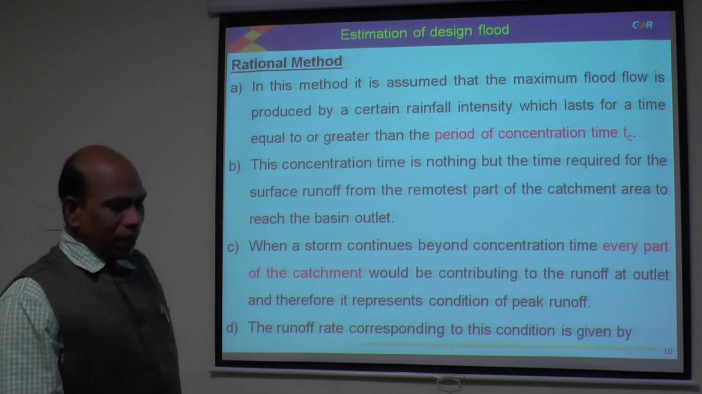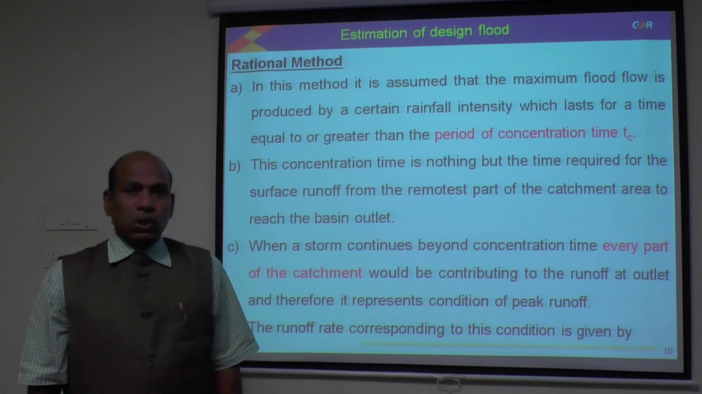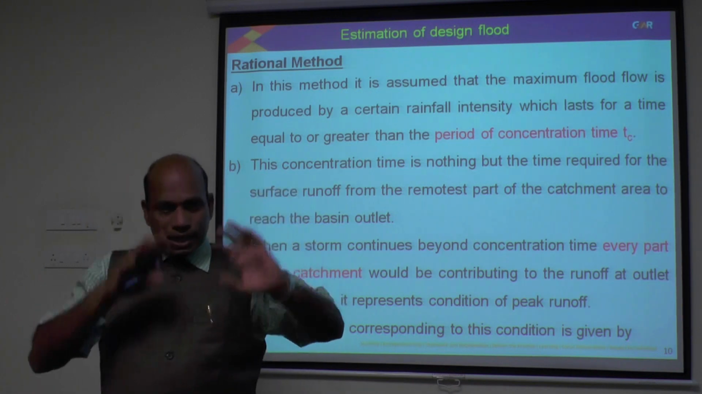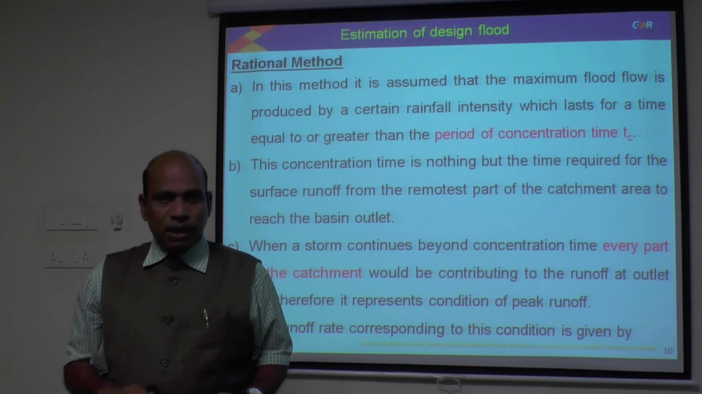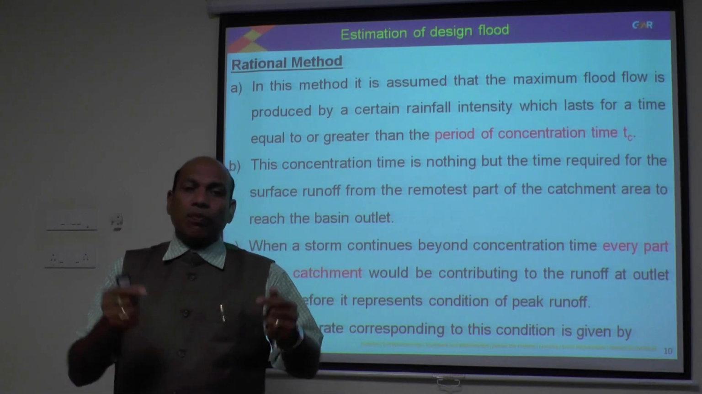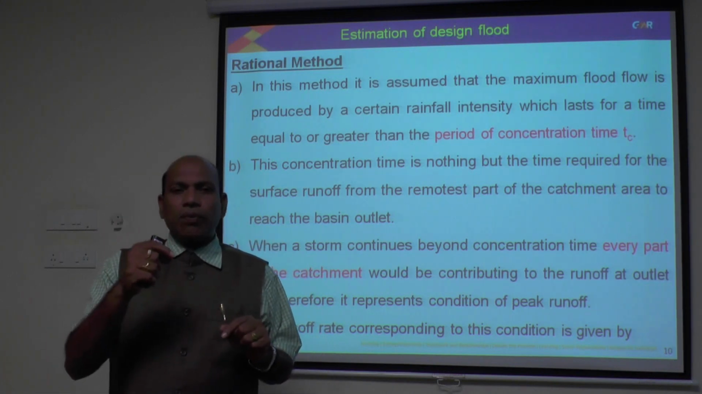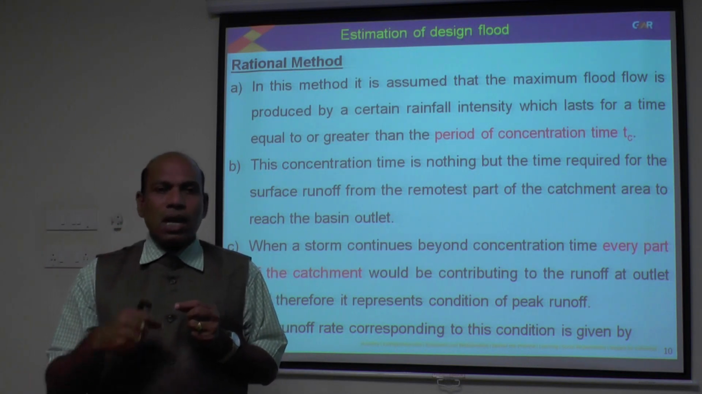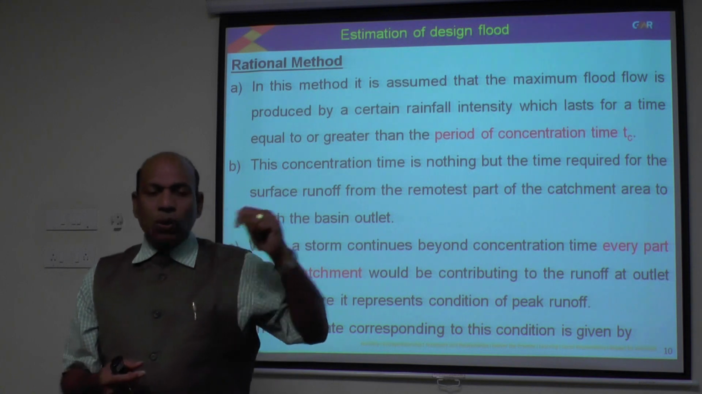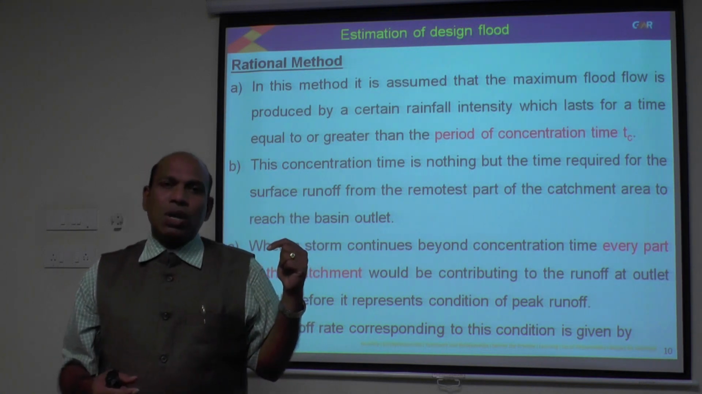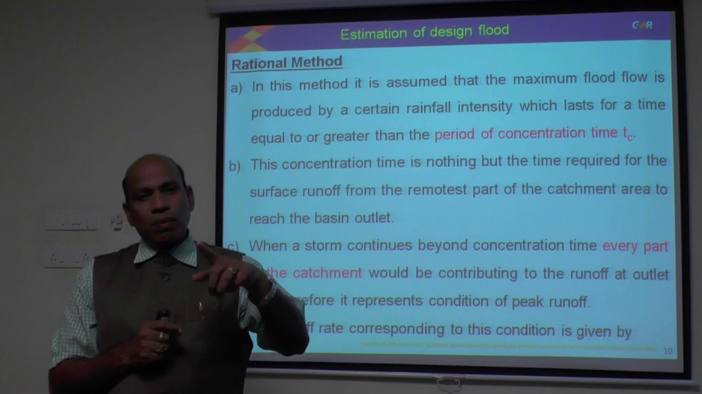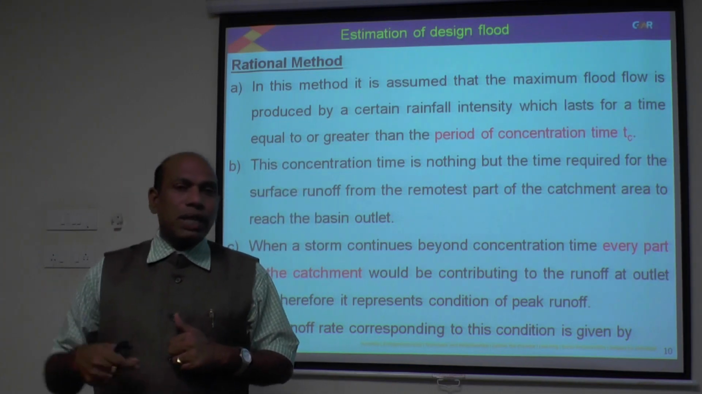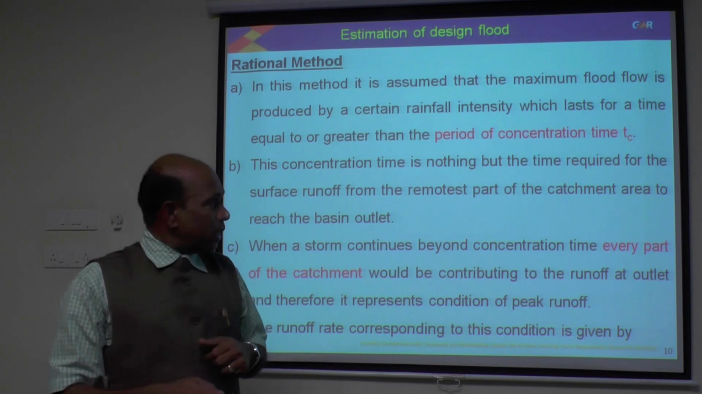And this is another method, the rational method. The rational method is also used for the estimation of design flood on a particular catchment. This method is applicable where the duration of rainfall intensity is more than the time of concentration. Then only this formula gives accurate values. If the rainfall duration is more than the time of concentration, then only we get peak discharge at a particular gauge location, right?